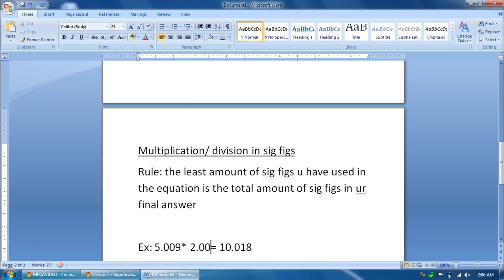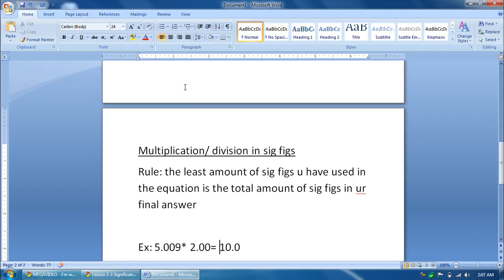Let's look at the other half of the rule: it is the total amount of sig figs in your final answer. Since you have used 3 sig figs here and it's the lowest amount in this equation, your answer should be in 3 sig figs. So you look at the last sig fig, which is 0, and then you look at the number after it, which is 1. You would see if you could round it up, but it's not 5 or greater, so you drop it, and your answer is in 3 sig figs.